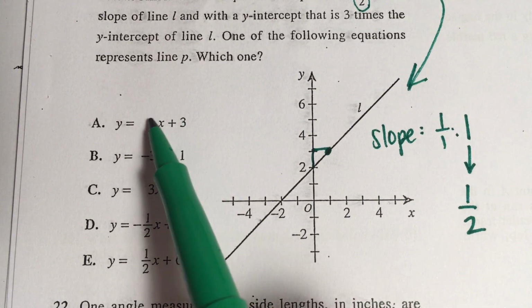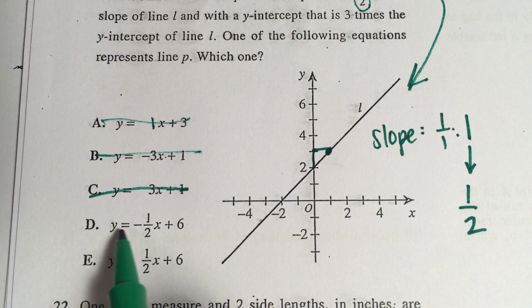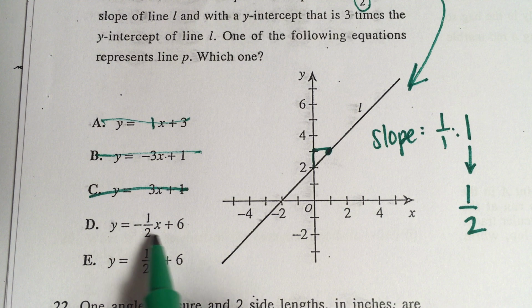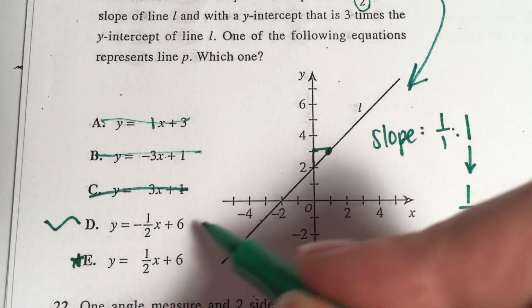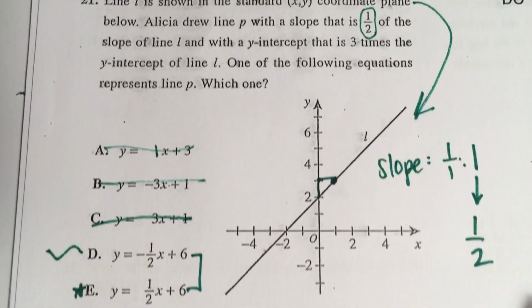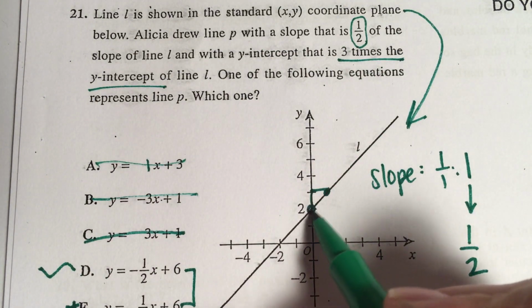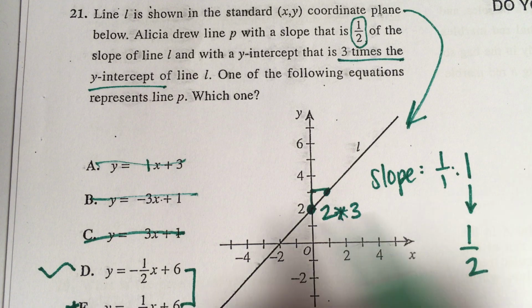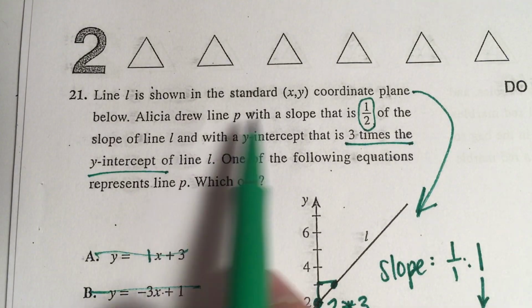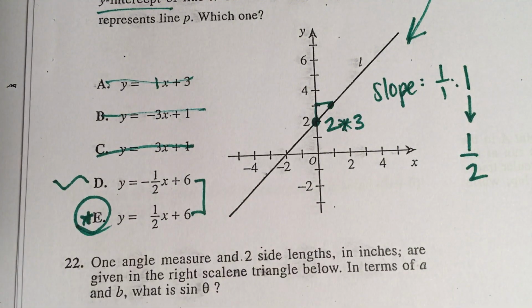It's not going to be 1, not -3, not 3. It doesn't say anything about being -1/2, but maybe I'll leave that one here. This one I think is going to be my best option, and they both have 6 here, right? So even though it says 3 times the y-intercept, this one has a y-intercept at 2, so that times 3 would be 6. It doesn't say anything about being negative, and so I know that it must be E.